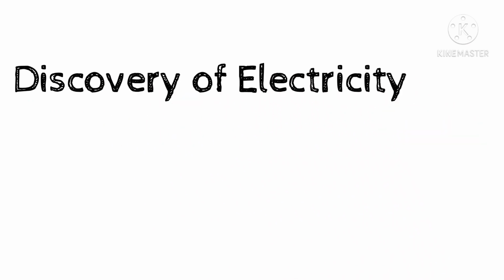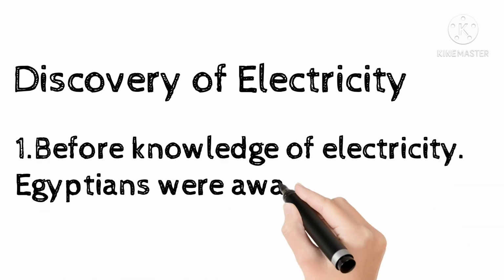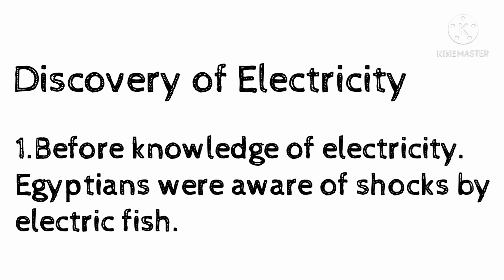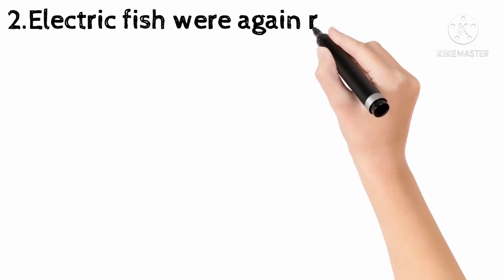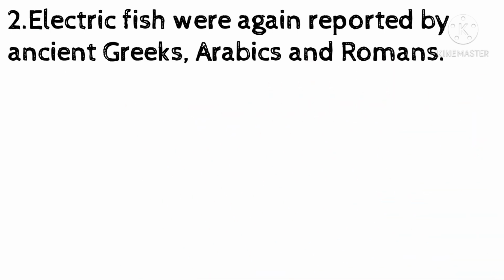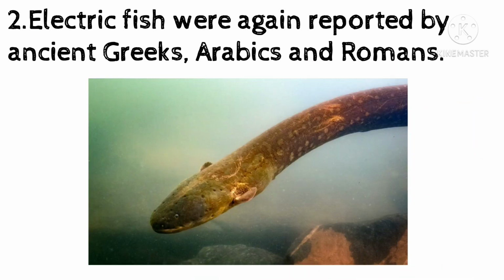Next comes discovery of electricity. So, how was electricity discovered? Electricity was discovered in steps. Before knowledge of electricity, Egyptians were aware of the shocks by electric fish. Means before the discovery of electricity, some ancient Egyptians knew about the shock by electric eels or fish. Electric fish were again reported by ancient Greeks, Arabics, and Romans.